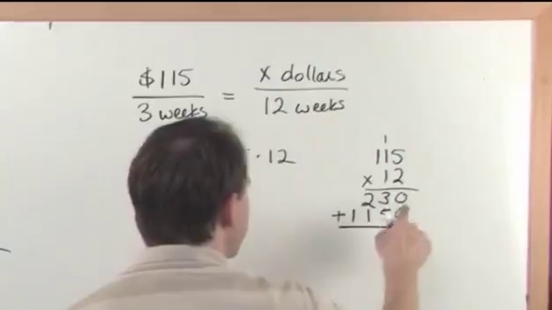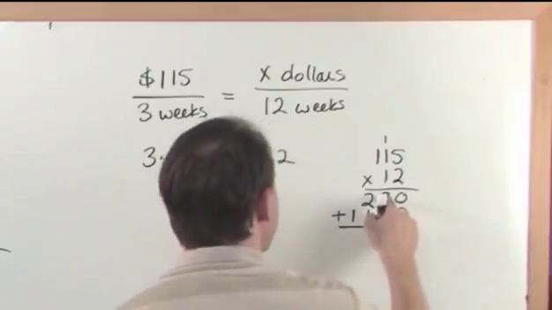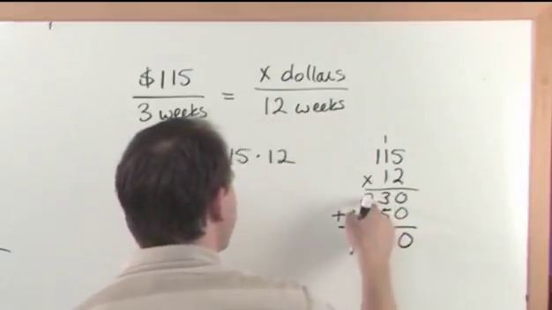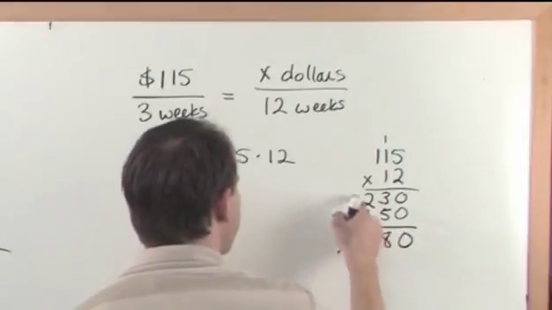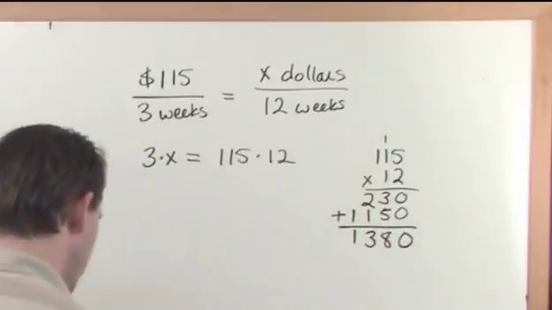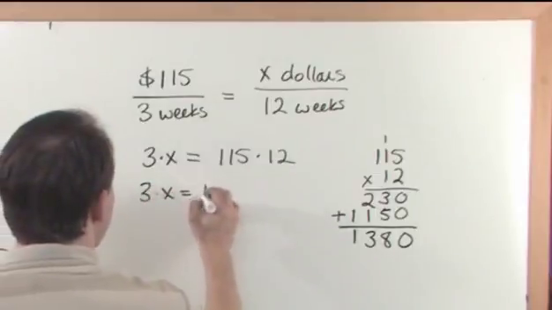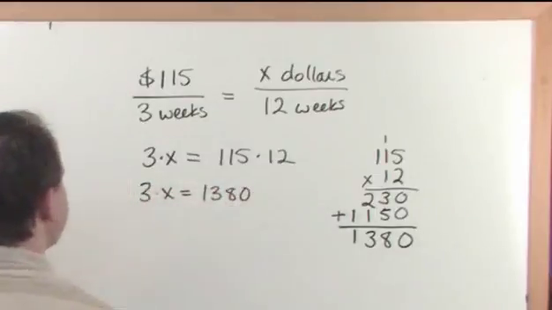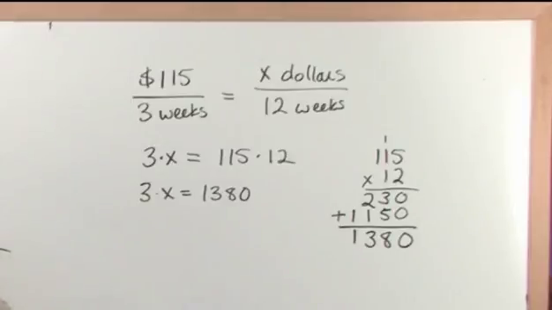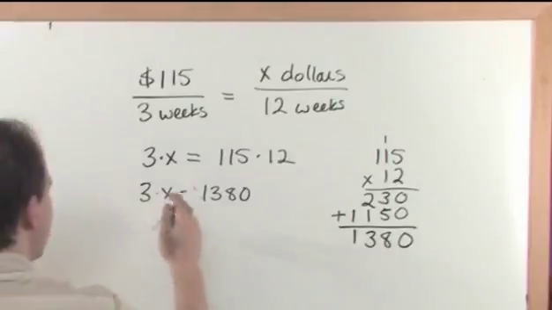And I add them together. 0 plus 0 is 0. 5 plus 3 is 8. 2 plus 1 is 3. And 1 plus 0 is 1. So it's 1380. That's a big number. 3 times x is equal to 1380. Now, just like before, I want to find out what x is, which is how many dollars.